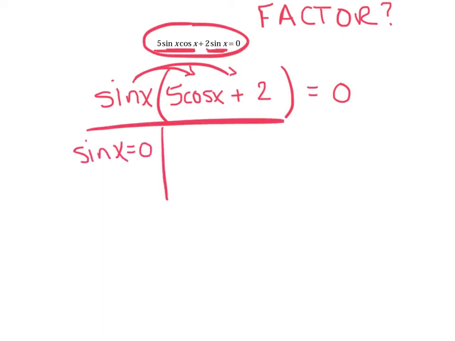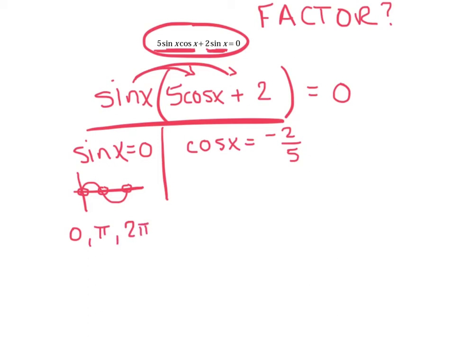Say sine of x is equal to 0, or cosine of x is equal to negative 2/5, kind of an interesting one. Draw your curve. You have a height of 0 at 3 different locations, 0, pi, and 2 pi, or if we're working in degrees, it'd be 0 degrees, 180 degrees, and 360 degrees.